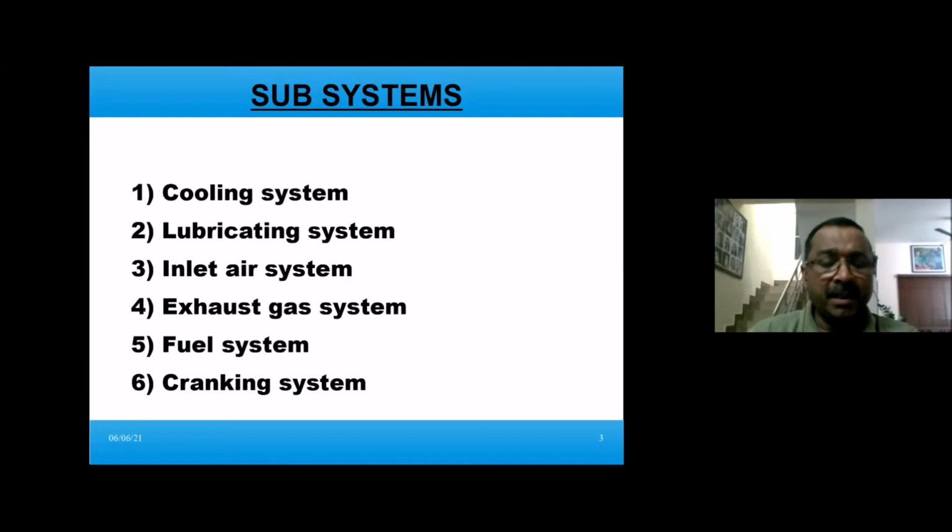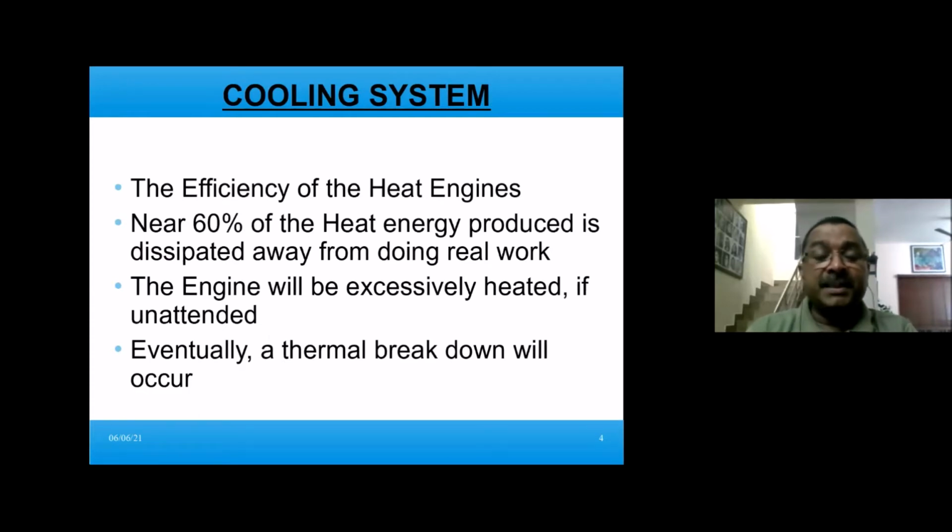Basically, the most important subsystems are: one, the cooling system, then lubricating system, inlet air system, exhaust gas system, fuel system, and cranking system. We will take them one by one and discuss these subsystems. So very first, let us discuss the cooling system.